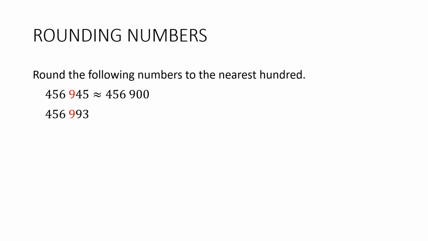All right, how about this one? This one's a tricky one. Again, we've got the hundreds position highlighted. Look at the next digit. It's a 9. We're going to round up. This 993 is going to round up to 1,000. And so we're going to end up with, do you know, 457,000.